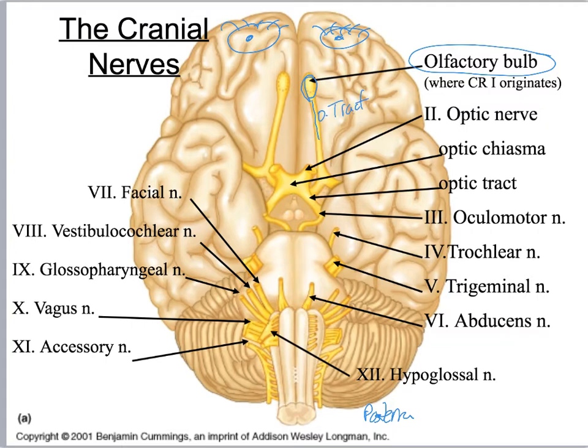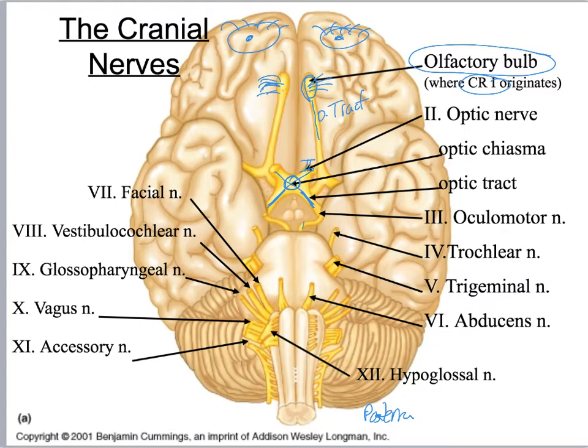The nerves actually sprout out of the bulbs and then go down into the nasal mucosa, so you don't actually see them. But these are cranial nerve Roman numeral 1, all right? Then you see the optic nerve here. Now these fibers go in this direction. This area is called the optic chiasma, and then these two things are the optic tract.